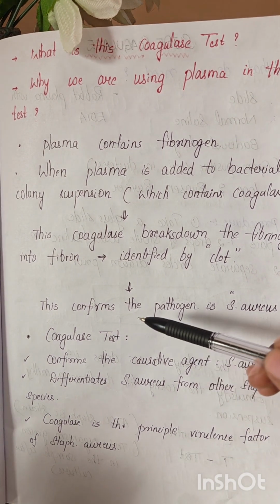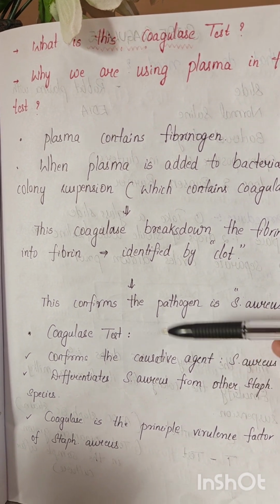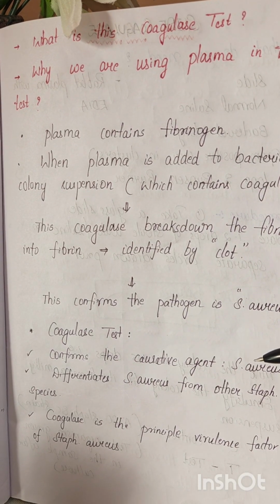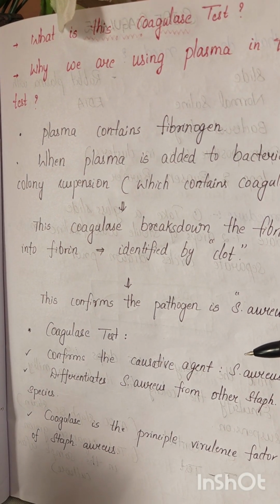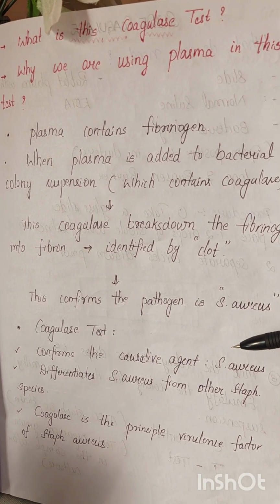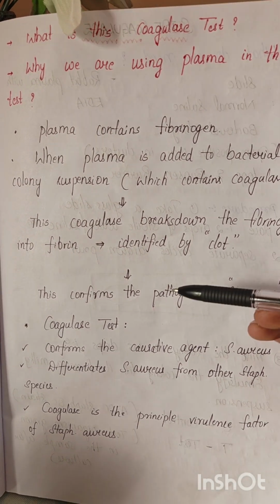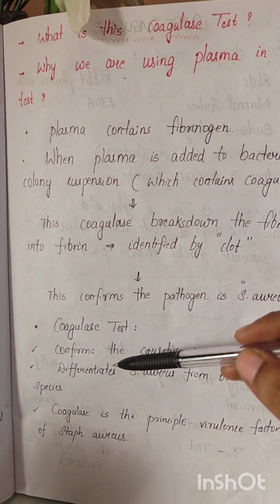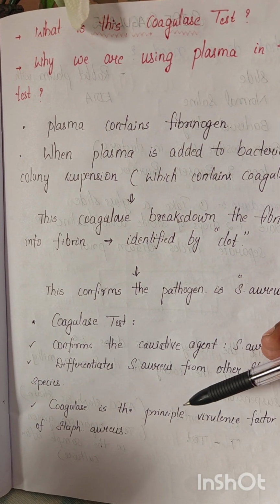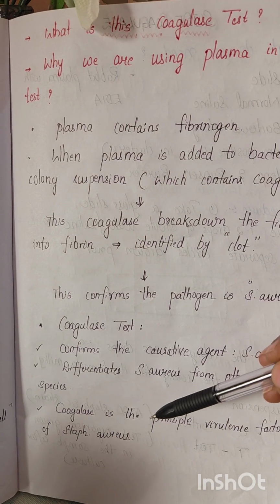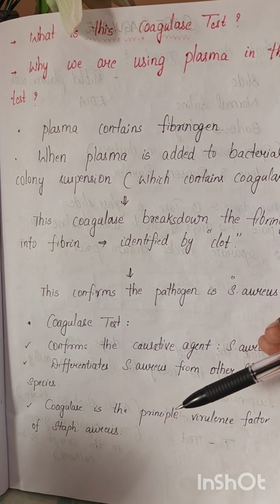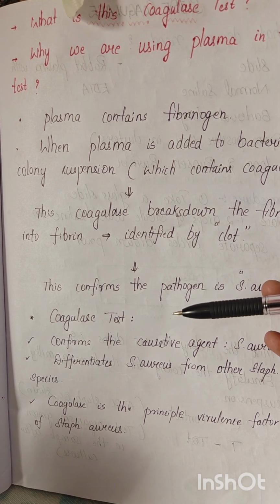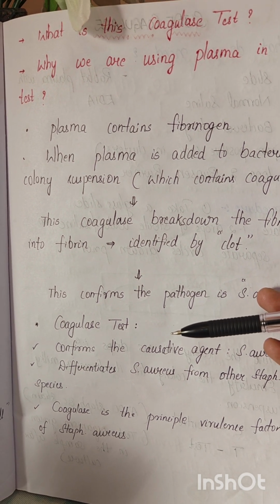So what are the uses of the coagulase test? The coagulase test confirms the causative agent most of the time as Staphylococcus aureus, that is, coagulase test positive means Staphylococcus aureus, and it also helps in differentiating Staphylococcus aureus from other Staphylococcus species. And coagulase is the principal virulence factor of Staphylococcus aureus. You know what a virulence factor is, which helps in the pathogenicity of the organism. Okay, thank you.